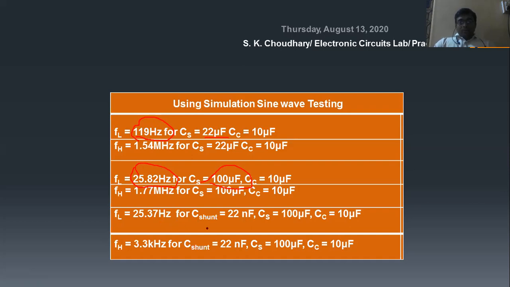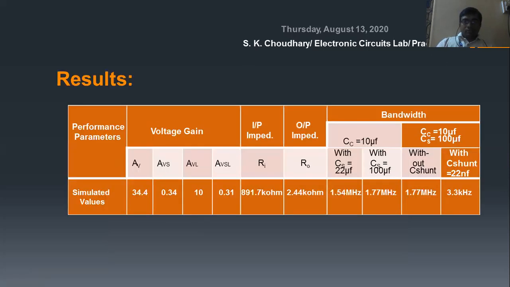But in the second case, when we change the value of the shunting capacitance, keeping the bypass and coupling capacitor the same, and connect the shunting capacitance, your FL is not changed. It is similar to the previous case, but FH has changed because of the shunting. So the shunting capacitor is responsible for deciding the upper cutoff frequency. Okay. So these are the observations.